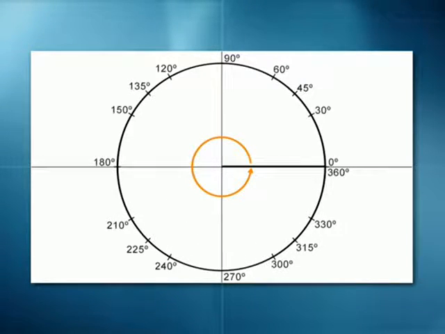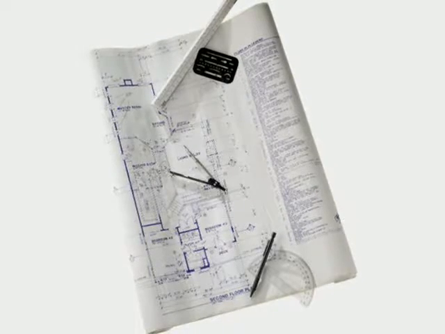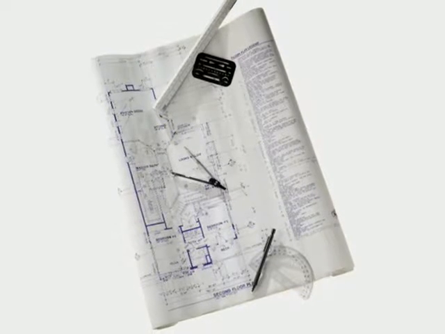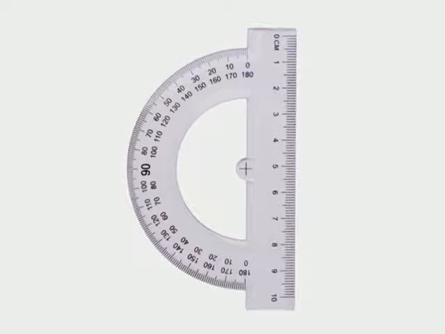And as I said earlier, 0 degrees and 360 degrees are coterminal angles. How do you measure angles? What do engineers or geographers do to measure angles? Well, they use a protractor, or at least they used to. And protractors are little plastic devices that measure angles, usually in degree measure.